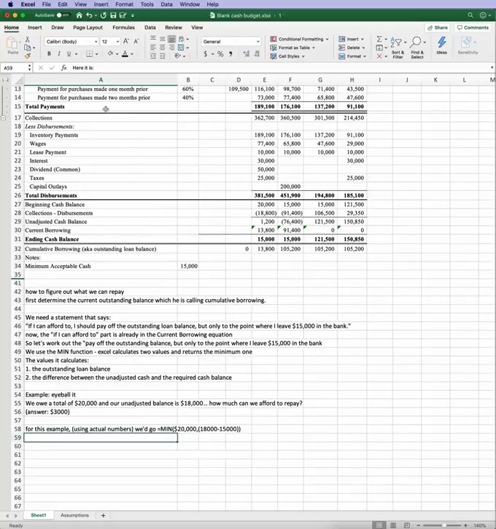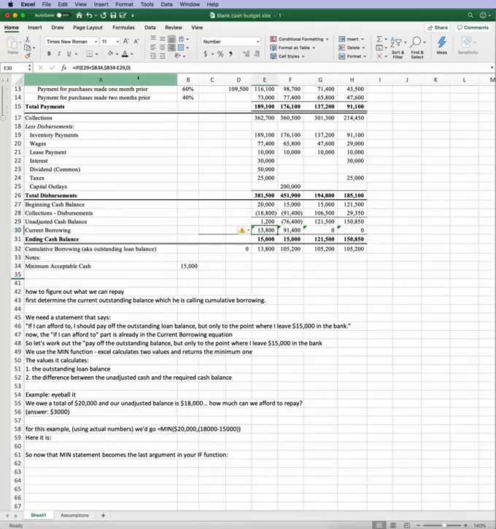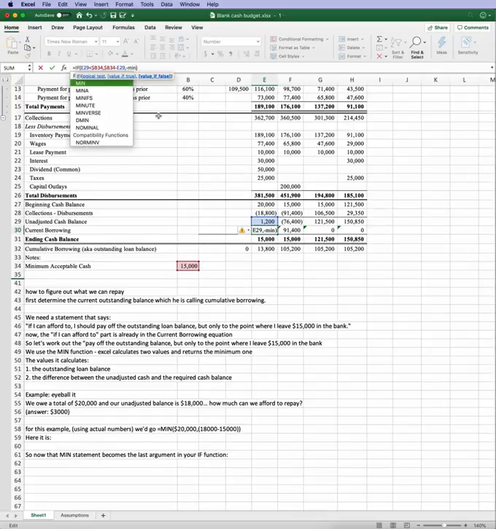Okay, so here we go. The minimum statement becomes the last argument in your if function, and I'm going to put it up there in the current borrowing. So this is what you do. You take the 0 out. We are going to express repayments as a negative number here. So you write a minus sign, and then you write min, right? It will prompt you.